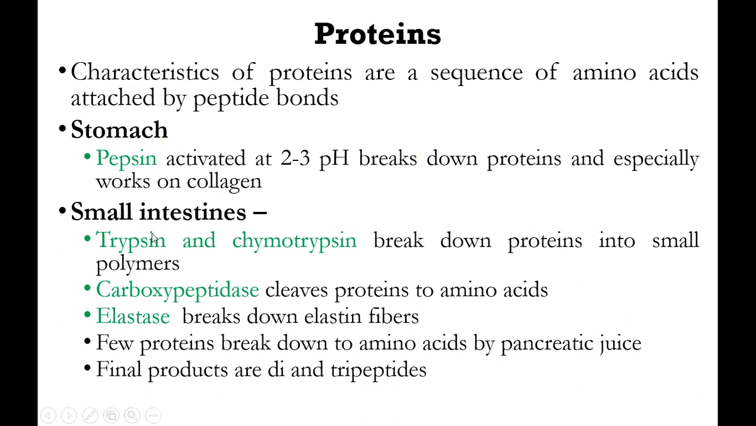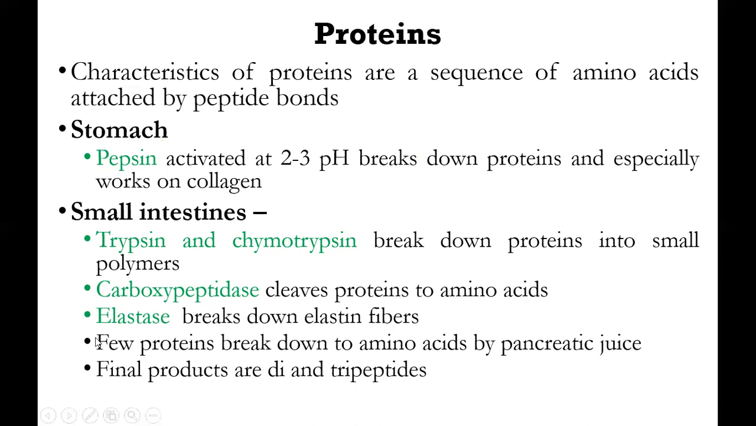Then the trypsin will start activating other enzymes. Remember, you have the chymotrypsinogen that will be converted into chymotrypsin. So the trypsin and the chymotrypsin will break down proteins into smaller polymers. Carboxypeptidase is going to remove amino acids from these proteins, from the carboxyl end of the protein.